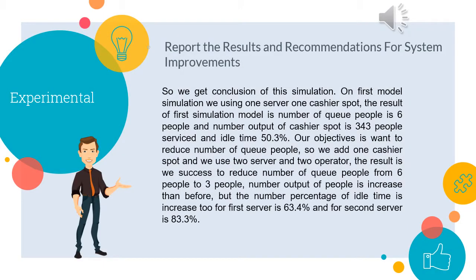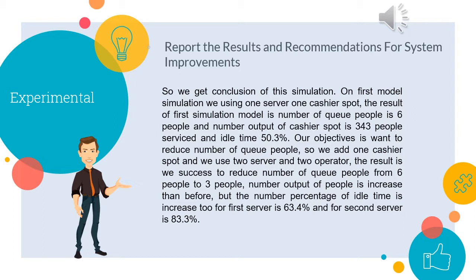And this is our conclusion. I'll report the results and recommendation for system improvement. On the first model simulation, we use one server, one cashier spot. The result of the first simulation model is the number of queuing people is 6 people, and the number output of the cashier spot is 343 people, and idle time is 50.3%.